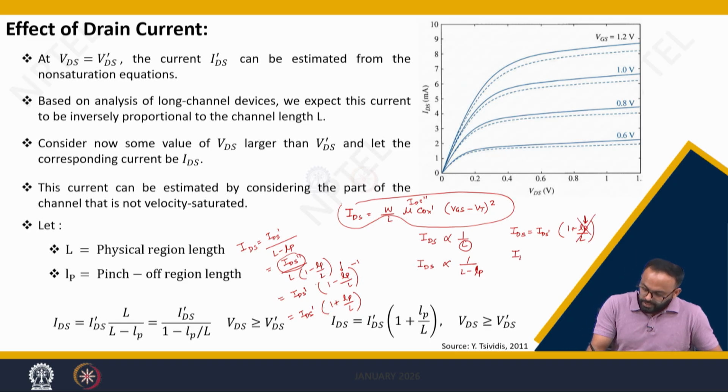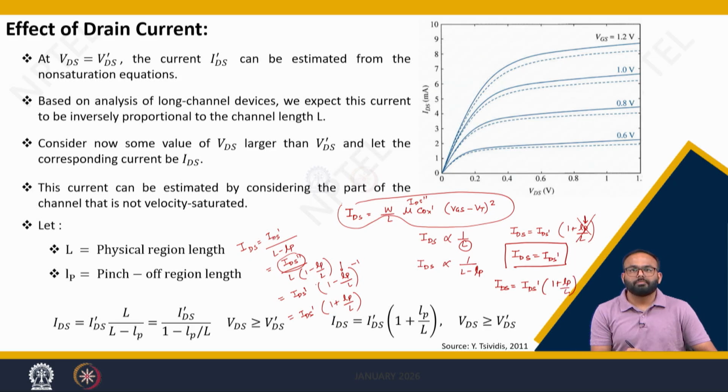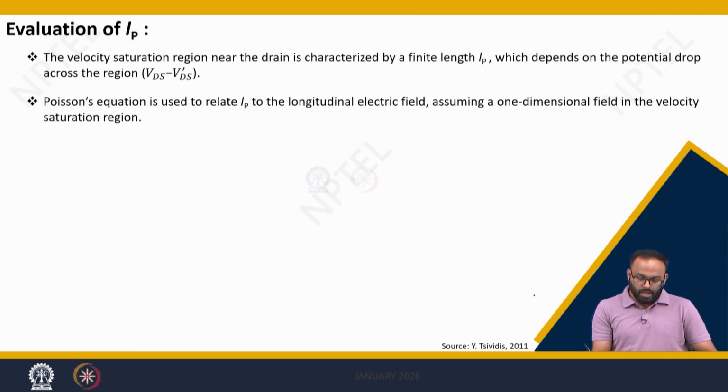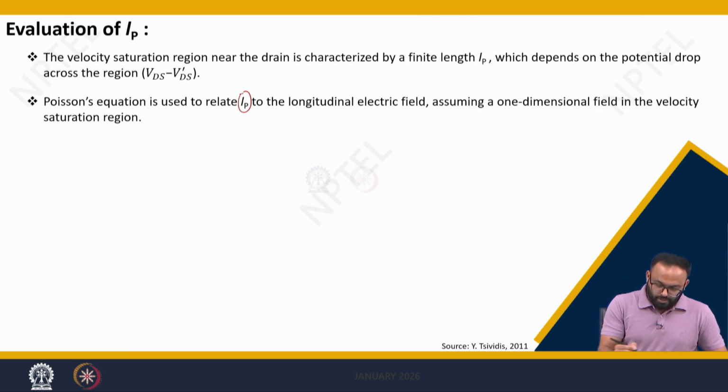So, in the long channel length device, I_ds is equal to I_ds dash, whereas in short channel devices, I_ds should have this LP term, I_ds dash into (1 plus LP divided by L). Now, if we calculate LP, we can calculate the effect of CLM in our drain current equation. So, let us calculate the value of LP.